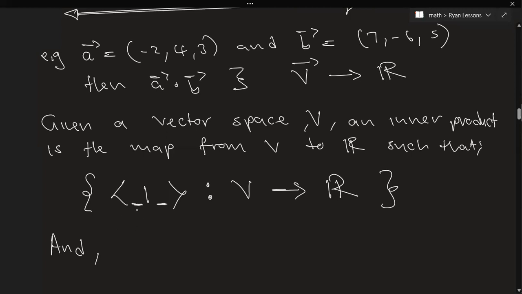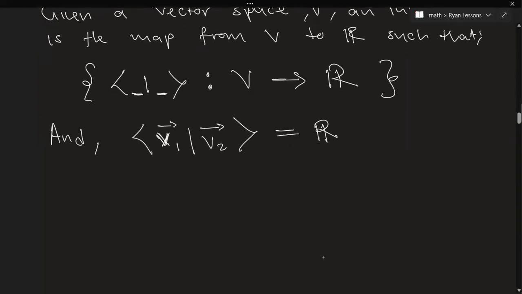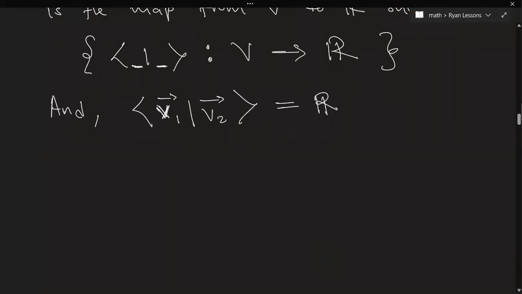This object is such that it takes two elements of a vector space, maybe let's call them V1 and V2, and then produces some real number out of it, you see, like that. So for now, that's all that we have about an inner product. So this thing that we call an inner product, it has the following properties.